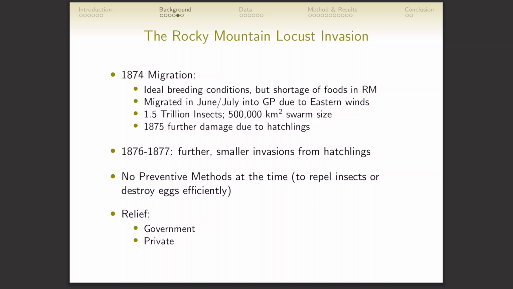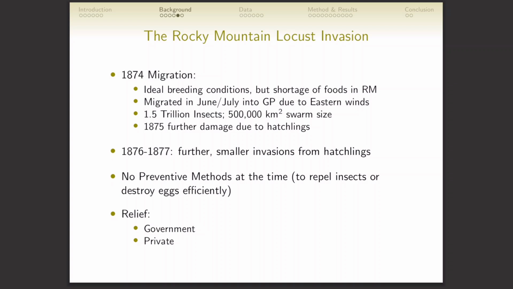As I said, with these very rough estimates, it was a very, very large swarm size, something that certainly people have known before. Now, once they landed to feast on crops, or wherever they landed, they also hatched their eggs. So even after 74, there was some damage because these hatchlings would hatch and then start eating whatever was there in the crops. So that happened a little bit in the spring of 75. In 1876 and 1877, there were further small invasions from these hatchlings.